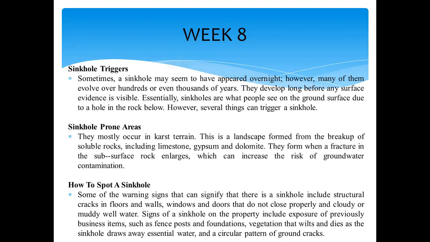vegetation that wilts and dies as the sinkhole drains away essential water, and a circular pattern of ground cracks. Other signs include the formation of small ponds after heavy rainfall, falling or slumping fence posts or trees, and interrupted electrical service or plumbing due to damaged utility lines, and gullies that form as soil is carried towards the sinkhole. So these are the warning signs for you to spot a sinkhole.